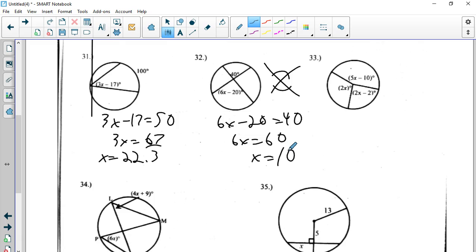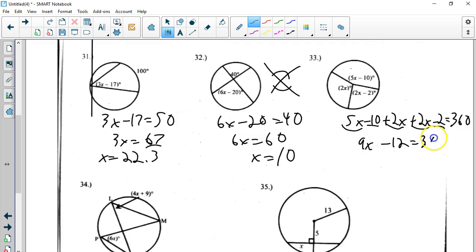Now, all three of these, 5x minus 10, plus 2x, plus 2x minus 2, all equal 360. I'm going to join like terms. That's going to give me 9x. Negative 10 minus 2 is going to be minus 12. I'm going to add 12 to both sides. I'm going to get 372. And when I divide by 9, I get 41.3 repeating.